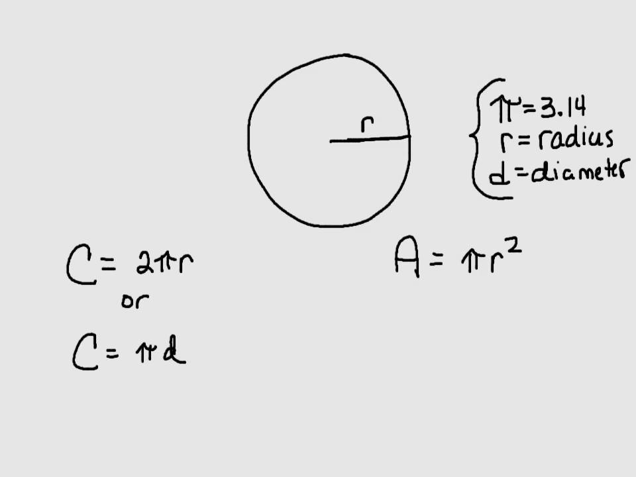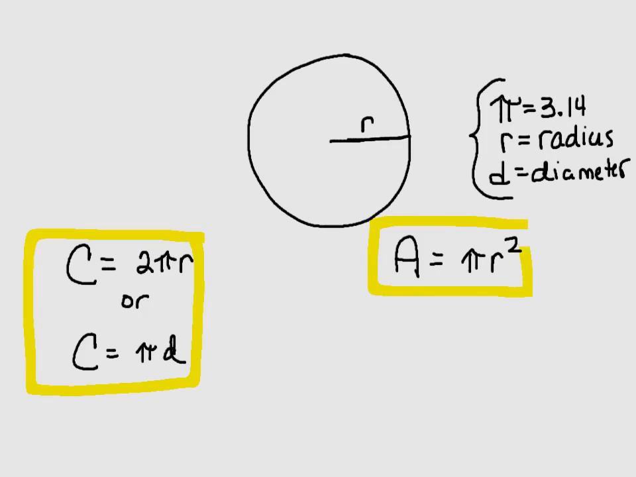Now the formula for area of a circle is area equals pi r squared. So once again, for your circumference formula, we have 2 of them. If in your book, as we do exercises, you're given the radius, you'll use the first one. If you're given diameter, you'll use the second one. And here's your formula for area. Make sure you have those down.